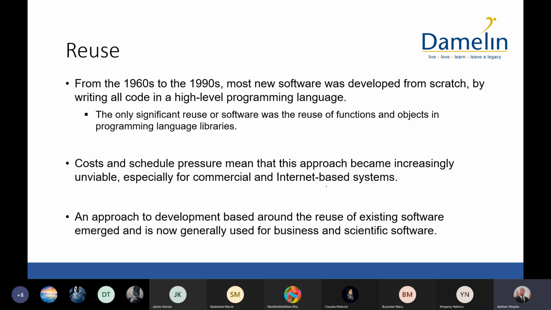From the 1960s to the 1990s, most new software was developed from scratch, which means the developers wrote the first line of code to the last line of code themselves. By writing all the code in high-level programming languages, the only significant reuse of software was the reuse of functions and objects in the programming language libraries, okay? Cost and schedule pressure mean that this approach became increasingly unviable, especially for commercial and internet-based systems.